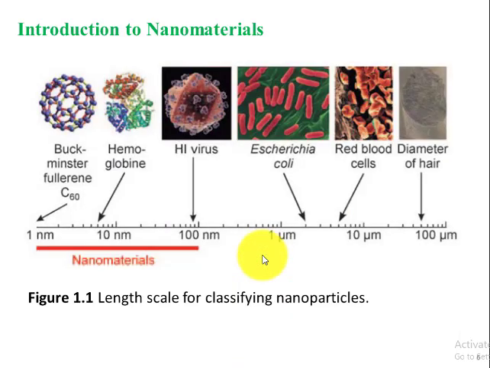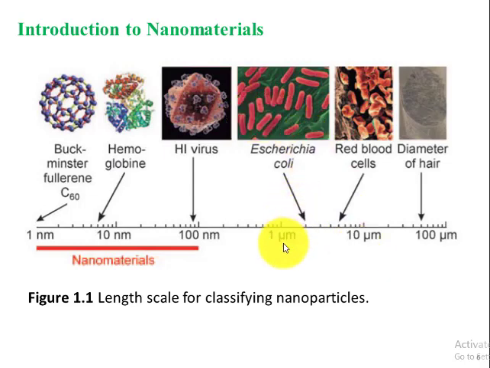This is figure 1.1. This figure explains some materials and some particles. This is the length scale for classifying nanomaterials. On the right hand side of the figure, we can see the diameter of a hair. It is 100 micrometer. From here to red blood cells, we can see there is a decrease in size. The red blood cells are in the range of 10 micrometer size.